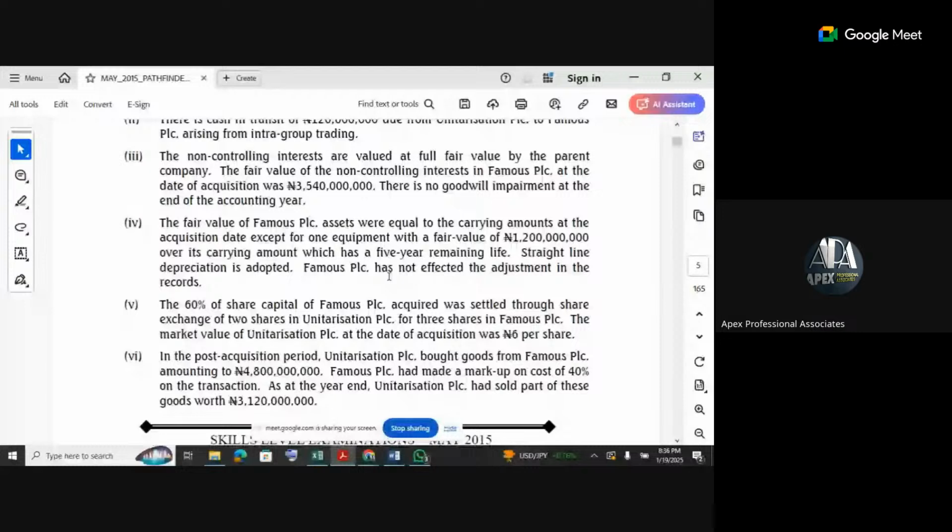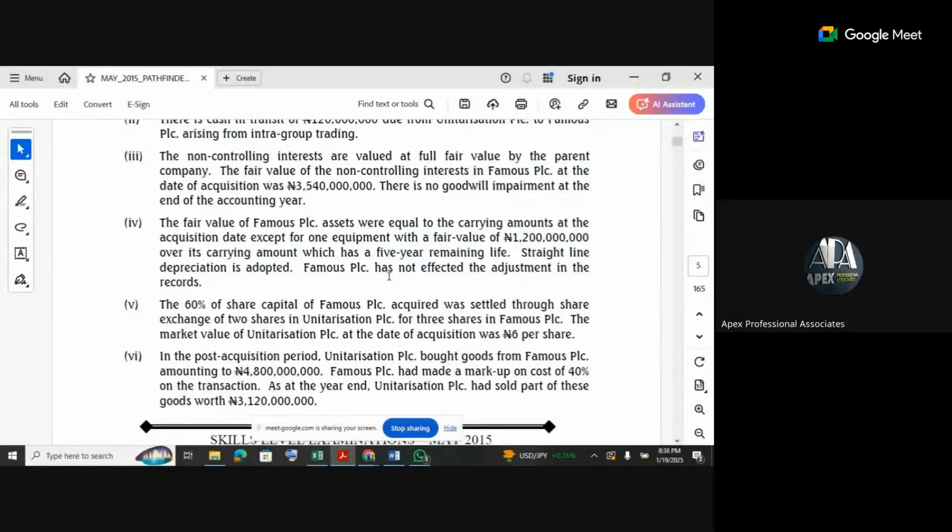But they gave us more information, which means we needed to calculate more. There's over its carrying amount, which has a 5-year remaining life. Straight line depreciation is adopted. Famous PLC has not effected the adjustment in the record. Because they have not effected this adjustment, that's why we're adding it. Now we need to calculate the depreciation.